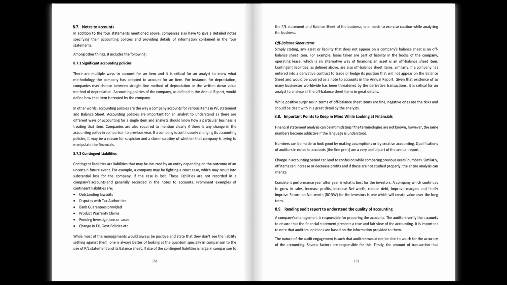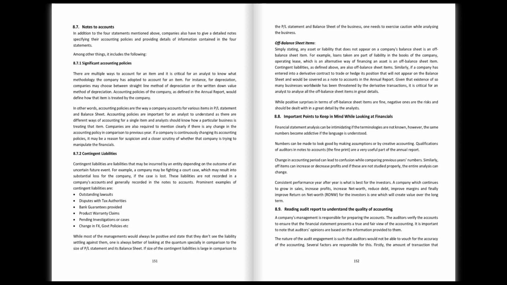Off-balance sheet items. Simply stating, any asset or liability that does not appear on a company's balance sheet is an off-balance sheet item. For example, loans taken are part of liability in the books of the company. Operating lease, which is an alternative way of financing an asset, is an off-balance sheet item.